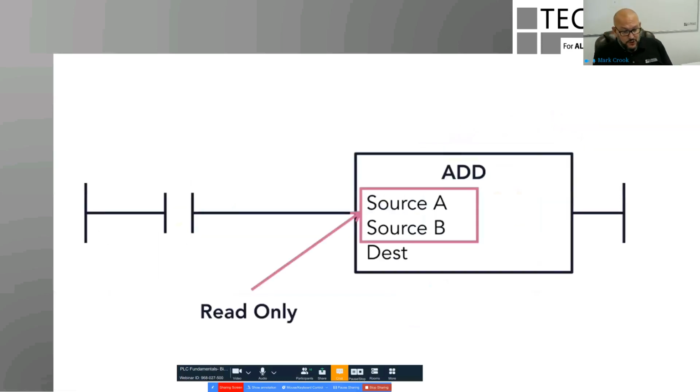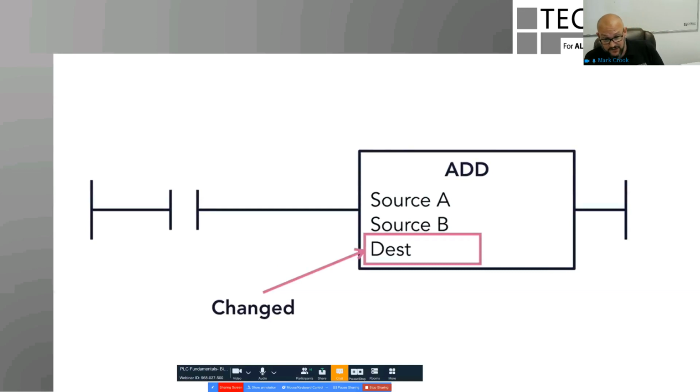Source A and source B are always read only, which means that we're going to take information from wherever, any registers that we might use, and then we're going to add them together in this particular example and put it into the destination. And the destination is not read-only, the destination is writable, because we're going to change that as and when we do the add instruction or the subtract instruction, or whichever instruction we happen to be looking at.